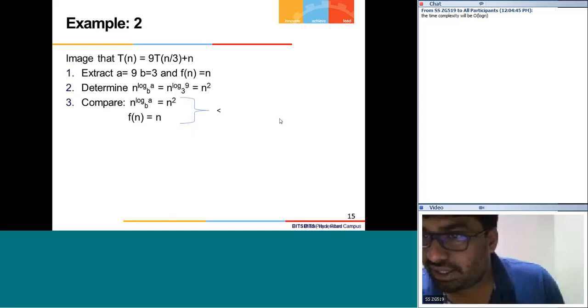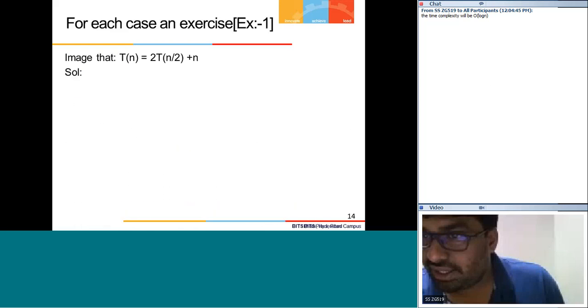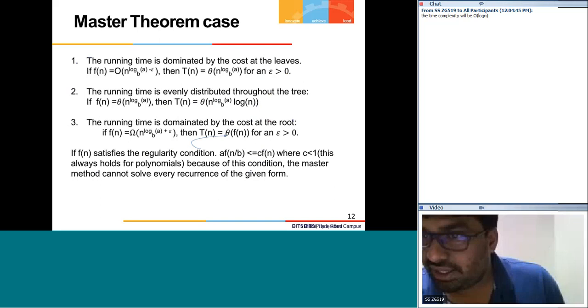Got it? Now which case? Do we go to case 2 or case 3? See, when it is less than, we are going to go with case 1. Less than is always case 1, which is the omega condition. So let's quickly see once again what case 1 is. Just write down case 1 for a minute.